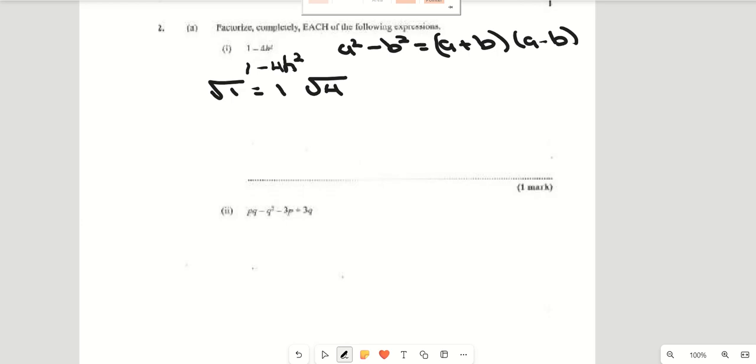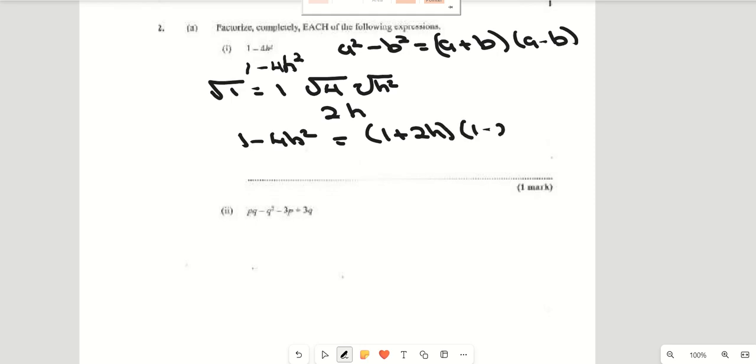That is a squared minus b squared is equal to a plus b in the first bracket and a minus b in the second bracket. So basically we find the square root of each term. The square root of 1 is 1, the square root of 4 is 2, and the square root of h squared is h. So 1 minus 4h squared would be 1 plus 2h in the first bracket and 1 minus 2h, and that would be your answer.